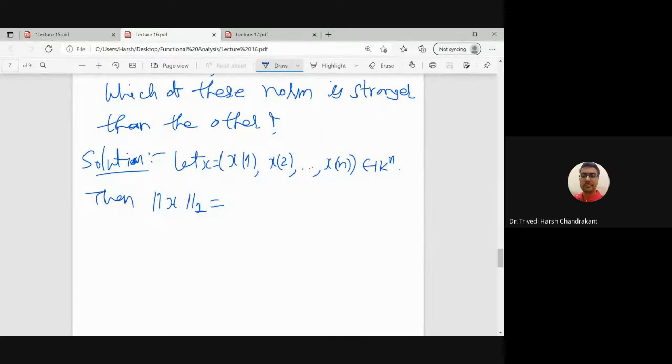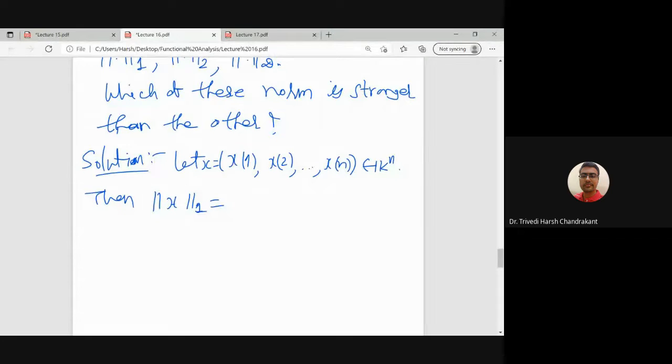So this is basically Rn. When K is R, this is Rn. So Rn, what is the first norm which we discuss? It will consist of all those sequences whose summation is less than infinity.